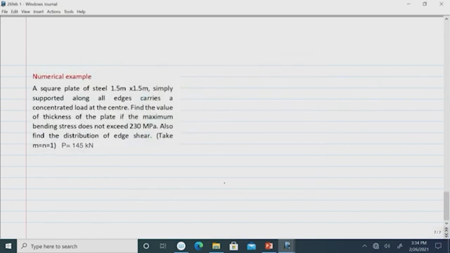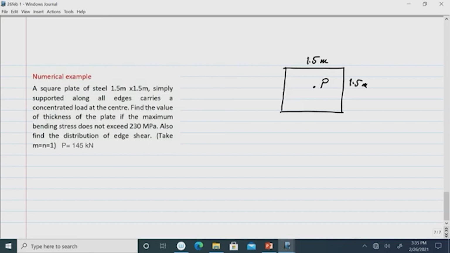So, here a square plate of size 1.5 meter by 1.5 meter, simply supported along all edges and carries a concentrated load at the center. Okay. The magnitude of the load is given, and the maximum bending stress not to be exceeded is 230 MPa, this condition was given. So, we have to find the shear force distribution, the S shear distribution, as well as the plate thickness.